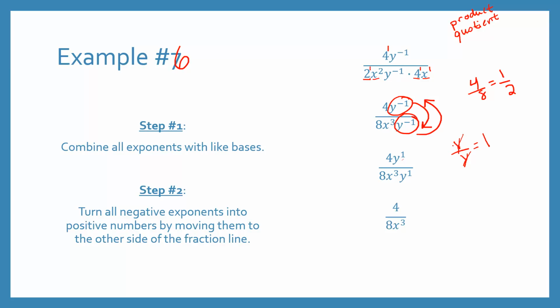And so we're left with 4 over 8x to the 3rd. And like we mentioned up here, we can reduce that 4 over 8 to become 1 over 2. And then we've still got that x to the 3rd.